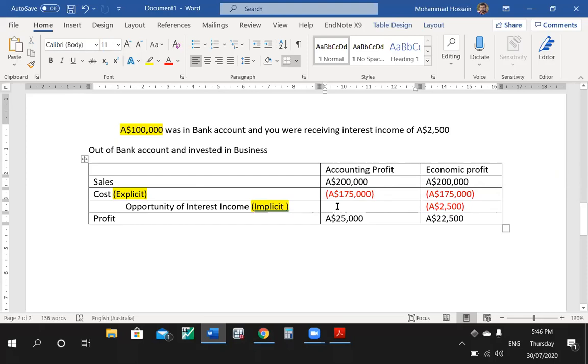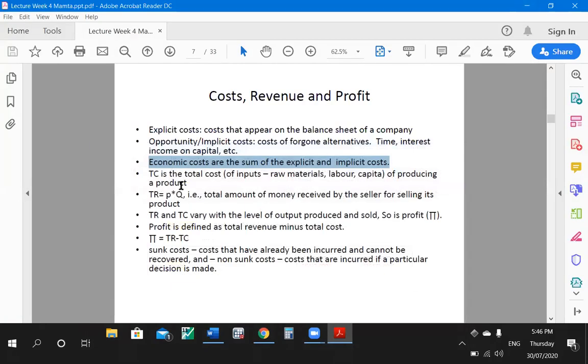Accounting cost consists of explicit cost only. So you can say this is the accounting perspective, and this is the economic perspective. This is your profit, and here is your total cost. This is the total cost of inputs, raw materials, labor, everything.